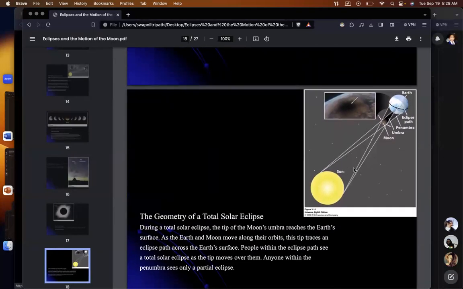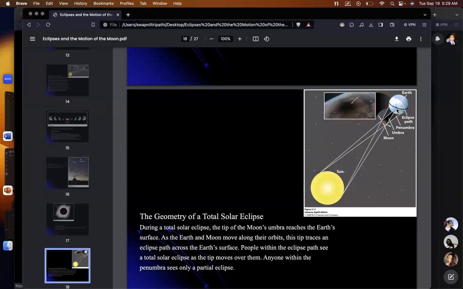So here is the geometry of the solar eclipse, total solar eclipse. As you can see, because the moon is smaller, it creates a smaller shadow, smaller tip of the shadow, and it is only the tip of the umbra that falls on the Earth, and only people within that region experience a total solar eclipse. And this happens for a very short time. As the Earth is spinning, that tip of the shadow traces a path, and so people in each location barely get about a minute of time in which they experience total solar eclipse.